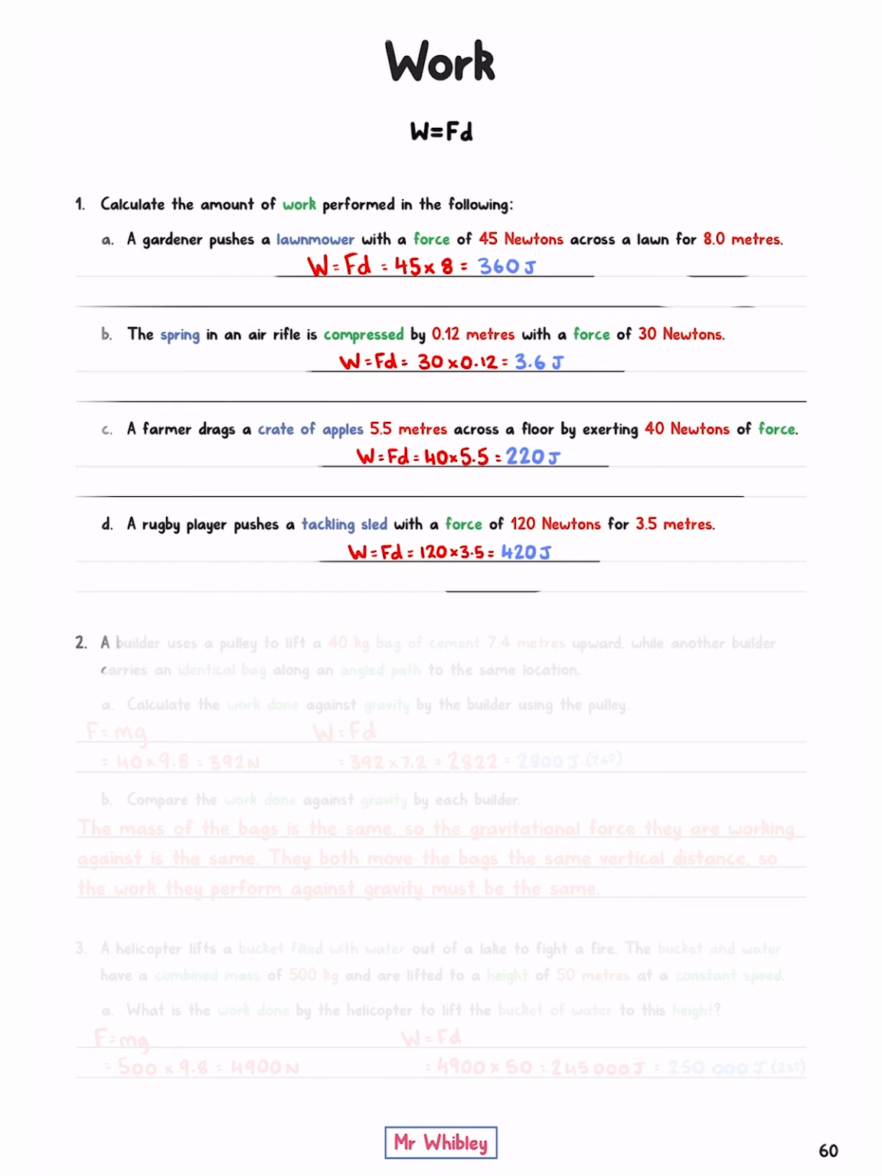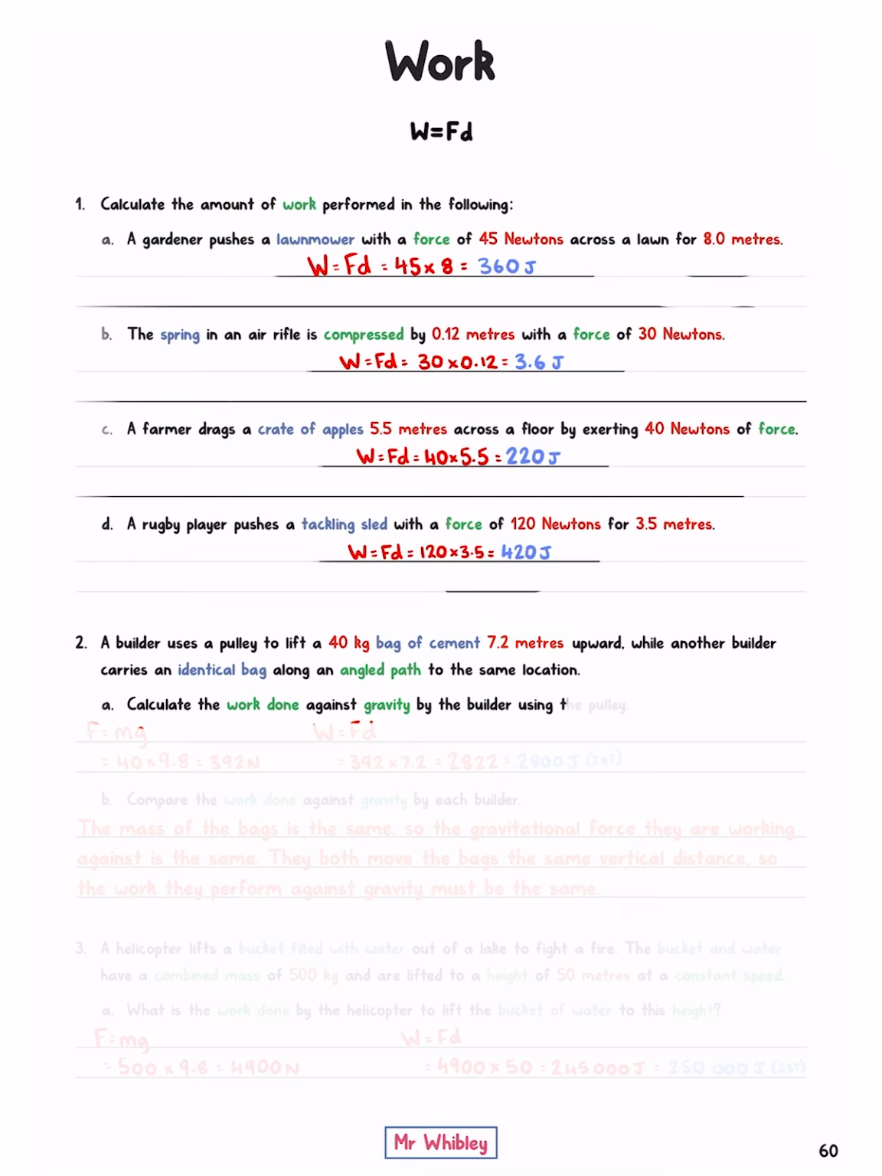Question 2. A builder uses a pulley to lift a 40 kilogram bag of cement 7.2 meters upwards, while another builder carries an identical bag along an angled path to the same location. Calculate the work done against gravity by the builder using the pulley.